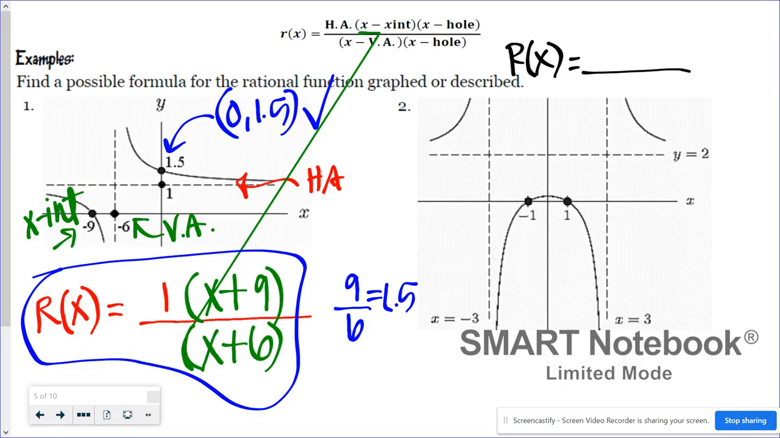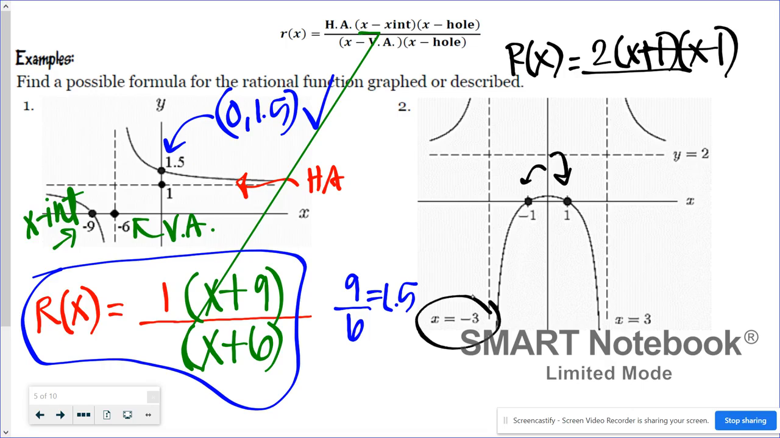Starting with any horizontal asymptotes, which we have at y equals 2, so there is a 2 coefficient in the numerator. This function has 2 x-intercepts, one at +1 and one at -1. So there are 2 factors in my numerator. So x plus 1 represents the x-intercept at -1, and then x minus 1 represents the x-intercept at 1.